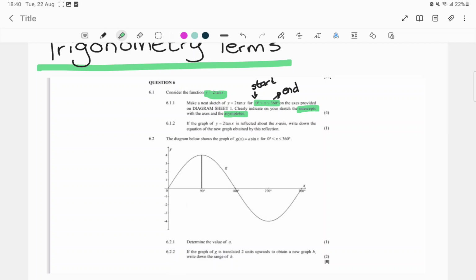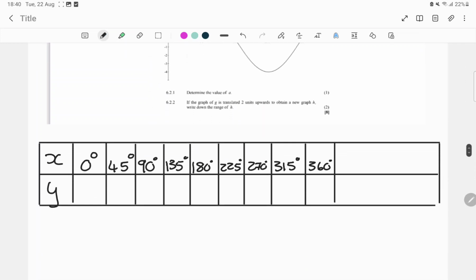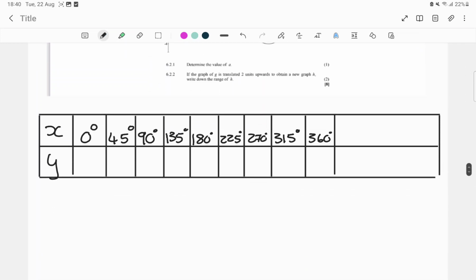When you are asked to sketch a graph, you know that you can use your calculator. So let's go and do that. I quickly draw a simple diagram, a table, so you can pause the video and quickly draw your own table. They said we have to start at 0 degrees and we have to end at 360 degrees. So you can choose what you want to count in.